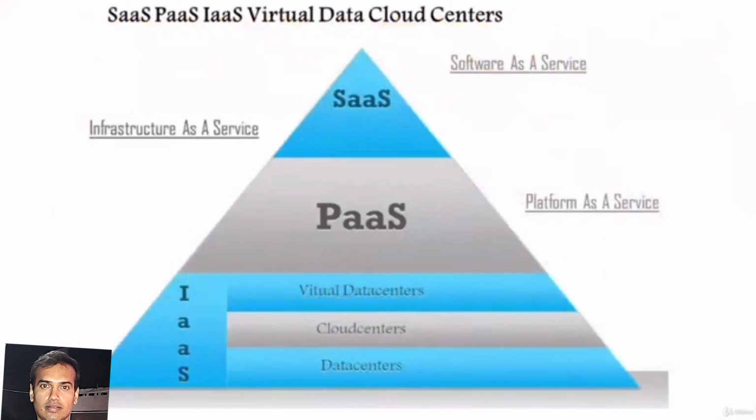Now, before, we have understood the two services offered by cloud computing, the SaaS and the PaaS: the software as a service and the platform as a service. Now we are looking at the third service, that is the IaaS, which is the base of all the two services. So on top of the IaaS, this PaaS and SaaS reside. This IaaS has the virtual data centers, cloud centers, or we can call them the data centers.